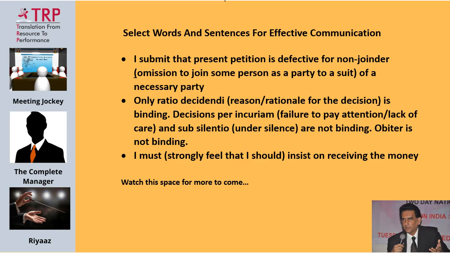So semantically, if I look at it, the sentence says that to be binding, the decision has to have an expressed legal rationale. If the decision is taken without giving due attention or without being explicitly expressed, it is not ordinarily binding. And also the comments or observations made which are outside the decision proper, which we call the obiter, cannot be binding. My last sentence is, I must insist on receiving the money.